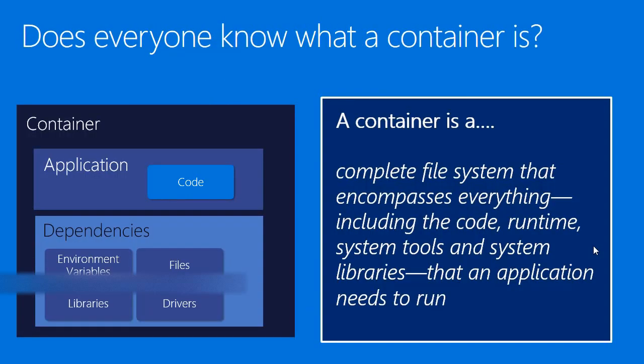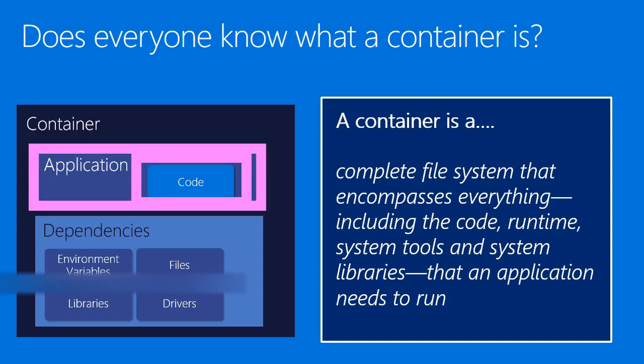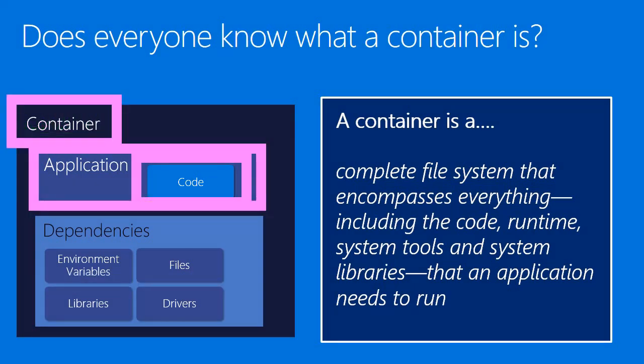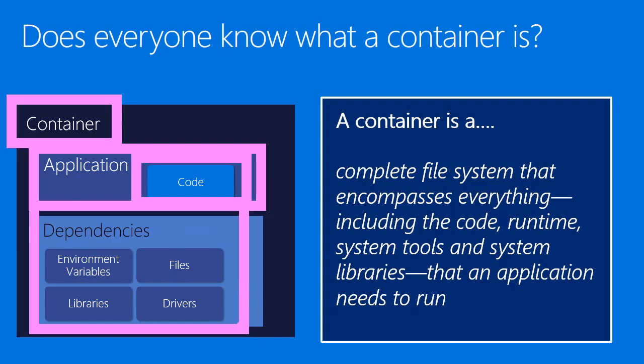Well, in terms of level set, let's just define very quickly what a container is: a complete file system that encompasses everything, including the code, the runtime, the system tools, libraries, anything that my application needs to run. So in this diagram, you'll notice I have my code that I've written. That code really represents my application, of course, but it's running within the context of a container. Inside that same container are all its dependencies, and those dependencies include the environment variables the application needs, the files, the libraries, the drivers. All those are basically shipped together as one unit inside of the container.